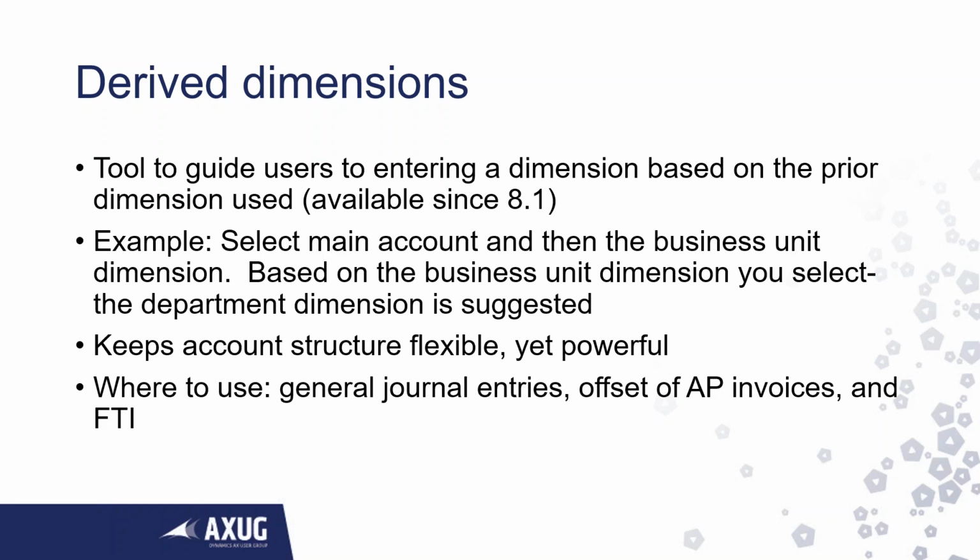Where this can be used, obviously, is with general journal entries. When you're manually entering journal entries, it's very useful to guide your users to certain dimensions. Also, offset of AP invoices. So when you're hitting that expense account and you're entering manual open AP, if they choose this expense account and then this dimension, you can guide them to which dimension should be chosen. And then also free text invoices on the accounts receivable side.